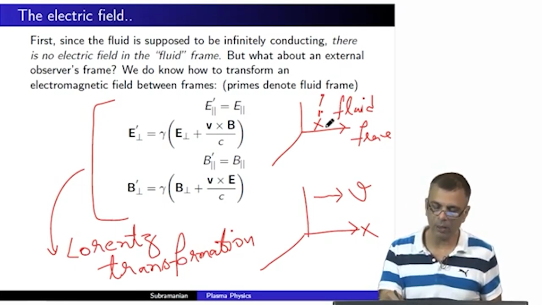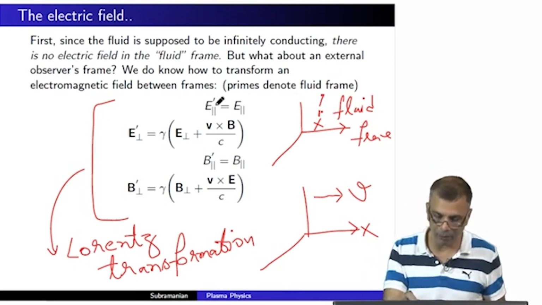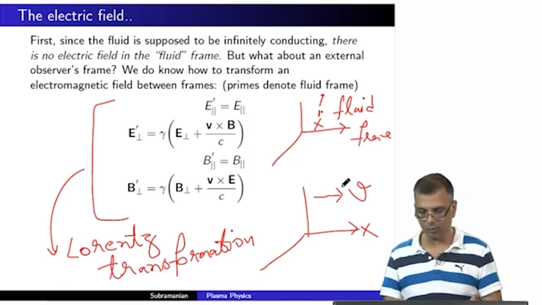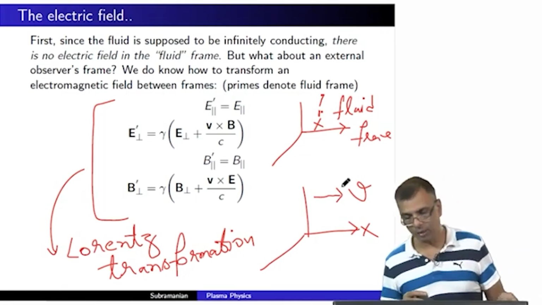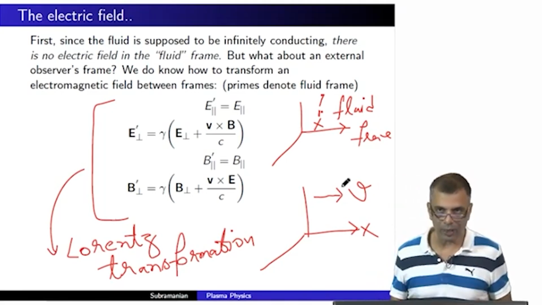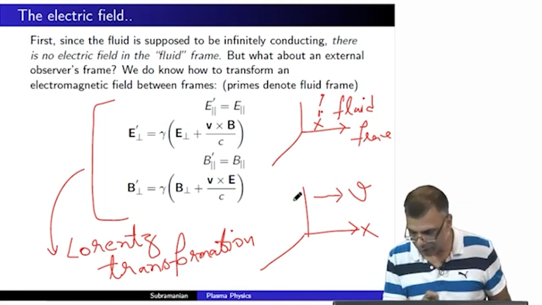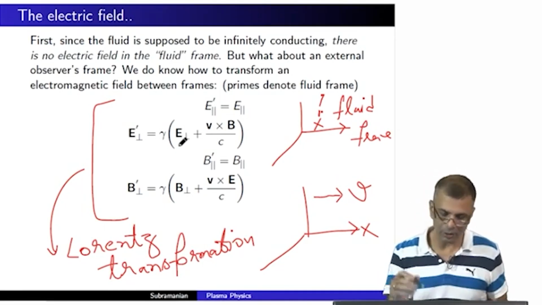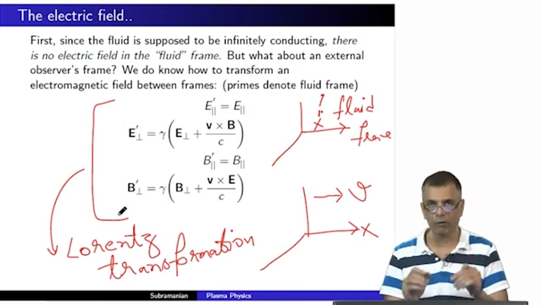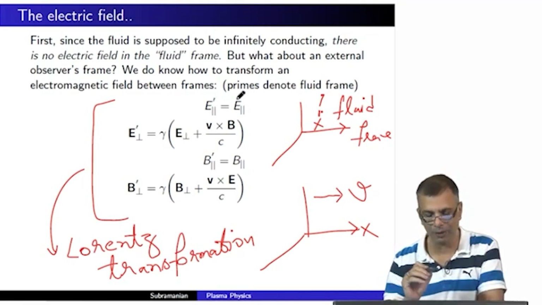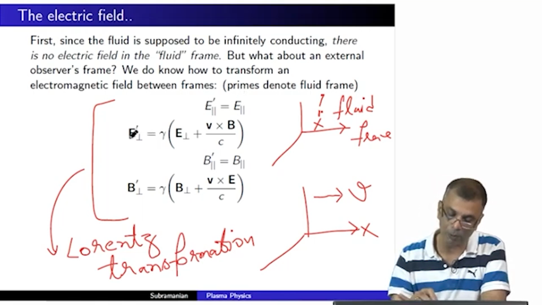In other words, all quantities in the fluid frame have a prime on top of them, like this, and all quantities in the non-fluid frame, in the external observer frame, which can potentially be moving with respect to the fluid frame, do not have primes. Okay. And the parallel denotes parallel to the velocity of movement, and perpendicular denotes perpendicular to that direction, right. And this is essentially how you transform between these two frames, and this is called Lorentz transformation. The E parallel prime is the same as E parallel. However, that is not the case with E perpendicular.